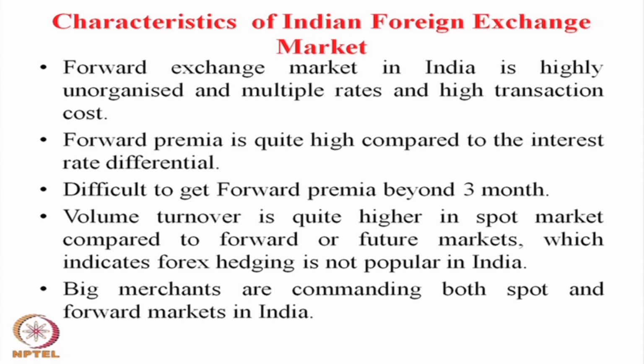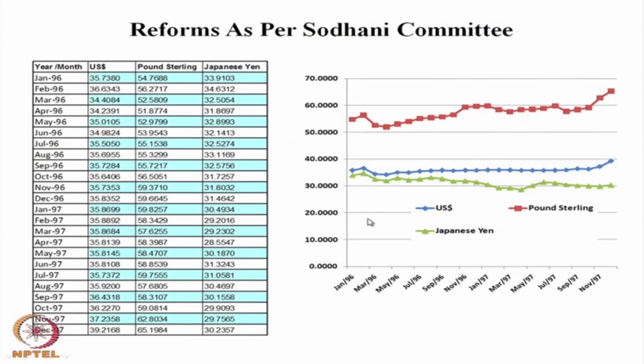Big merchants, particularly the big corporates, are commanding both the spot and forward markets in India because of their high volume of transactions. Among other features of the Indian foreign exchange market, after the Sodhani committee recommendation, which recommended some liberalization in the foreign exchange market, allowing merchant banks further development of the forward market and more participants, the Government of India and the Reserve Bank of India adopted to some extent the Sodhani committee recommendation, and this led to further development of the Indian foreign exchange market.